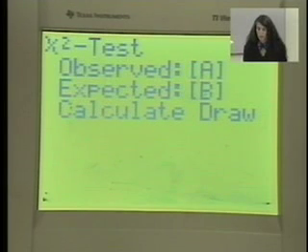Expected matrix is B. The expected values, the E-values, we call them, are those values that we would get if the null hypothesis were true. In other words, if the two factors, number of hours of work per week and age, are independent, if that's true, that would be the null hypothesis, then we would get the expected matrix or expected values. So we'll arrow down to Calculate, turn the page to 568, and press Enter.